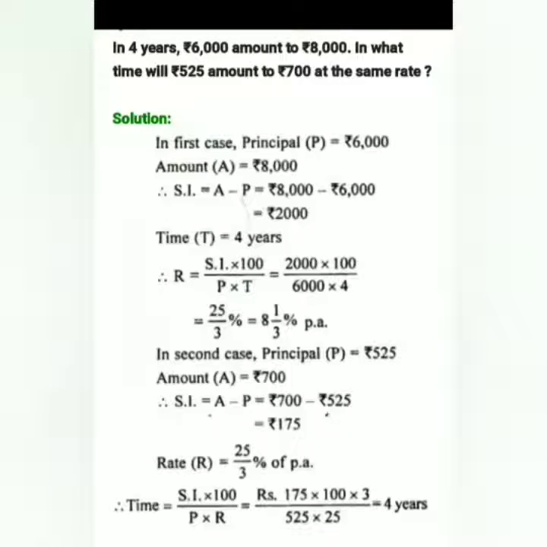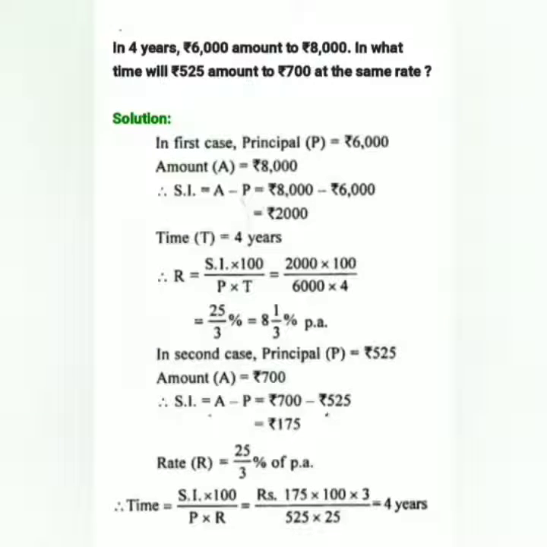We'll be applying the formula. Simple interest is equal to P into R into T upon 100. Value of simple interest 2,000 we'll be putting. Value of principal 6,000 into rate, which we have to find out, so we'll be writing R only, and time 4 years, divided by 100. So we'll be finding out the percentage of rate, that is coming 8 1/3% per annum. Now the first part is solved. Now moving on to the second part.